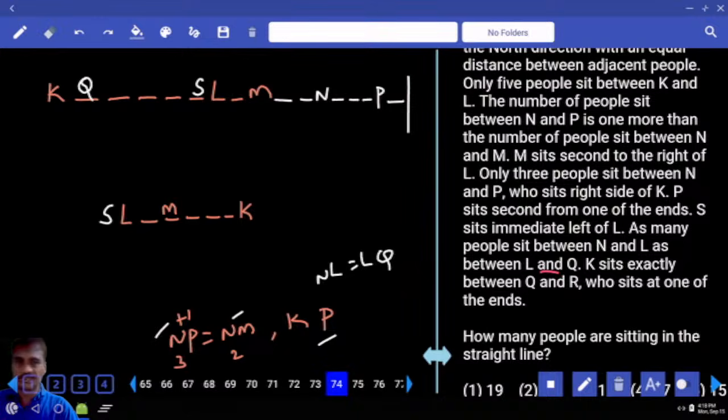K and Q must be adjacent to each other. Then K sits exactly between Q and R. R is. And R sits at one of the extreme ends. This is the final.